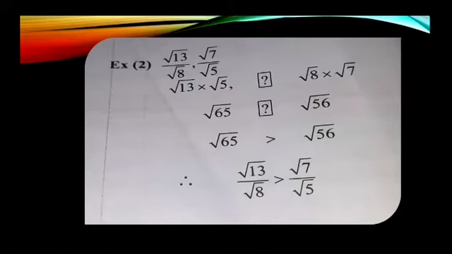Second example: root 13 upon root 8 and root 7 upon root 5. Cross multiplying we get root 13 into root 5 is equal to root 65 and root 8 into root 7 will give us root 56. As 65 is greater than 56, therefore root 65 is greater than root 56. Therefore root 13 upon root 8 is greater than root 7 upon root 5.